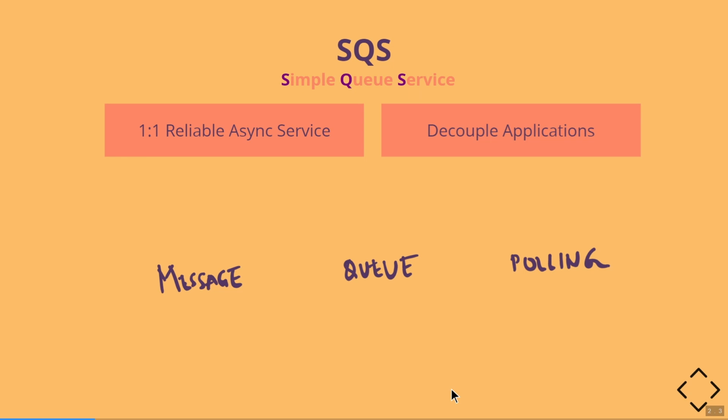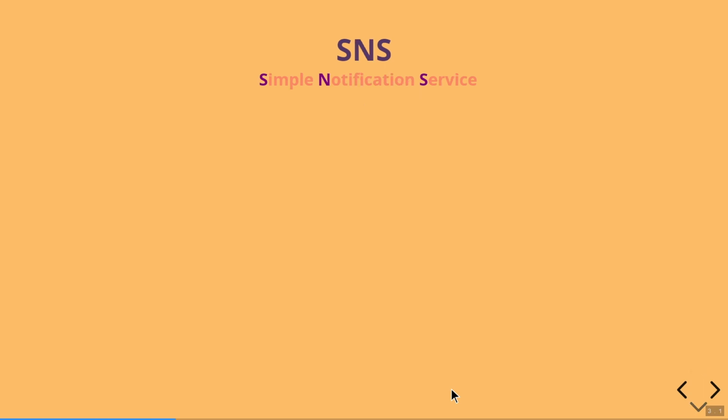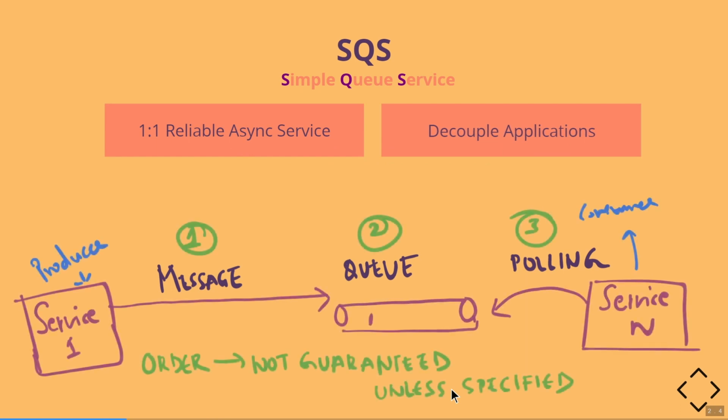The last important parameter is the polling. In order to consume a message, one service needs to poll. So let us see how this looks in action. Basically, we will have a producer. Let's say that is service 1. Service 1 sends a message to a queue.